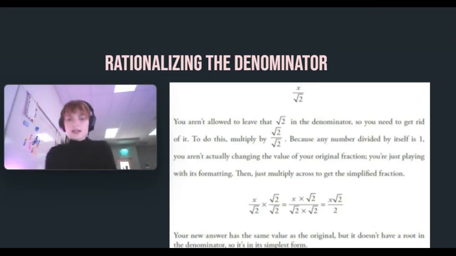So this is what that looks like step by step. You begin with x over root 2, multiply that by root 2 over root 2. That gives us x times root 2, so x root 2, over 2 times 2, root 2 times root 2, which is equal to 2. Your new answer has the same value as the original, but it doesn't have a root in the denominator, that bottom number. So it's in its most simple form.